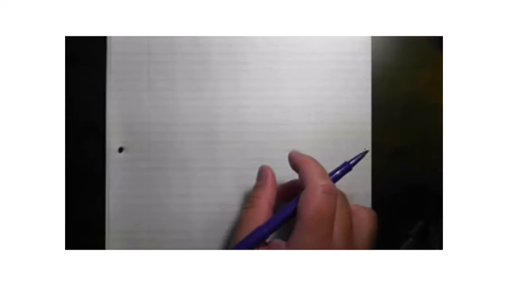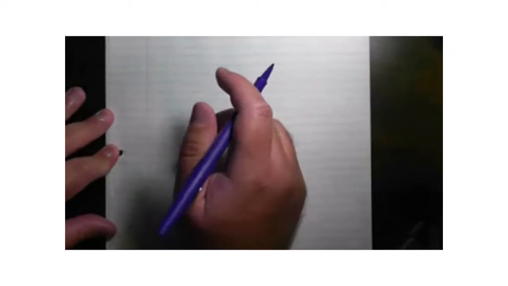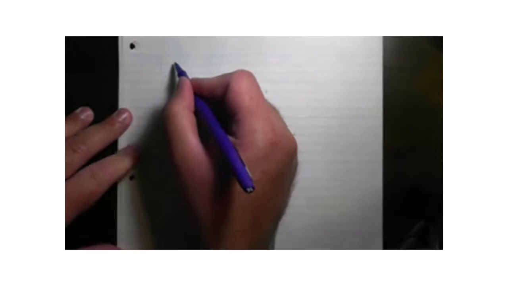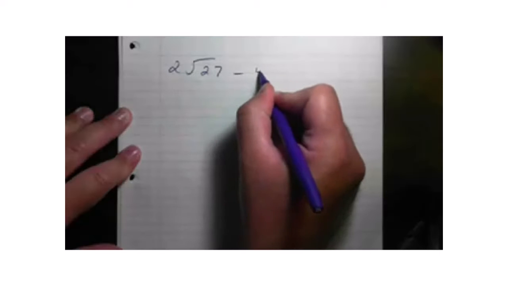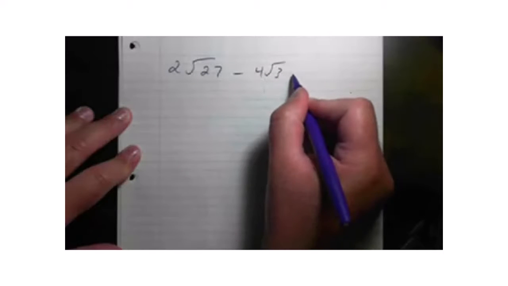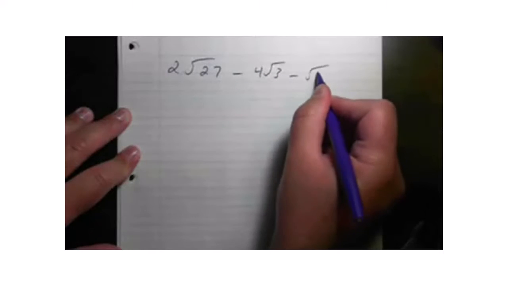However, sometimes your radicals aren't always in simplest form. Let's look at example 3 on page 186. It looks a bit like this. So it is 2 root 27 minus 4 root 3 minus root 12.